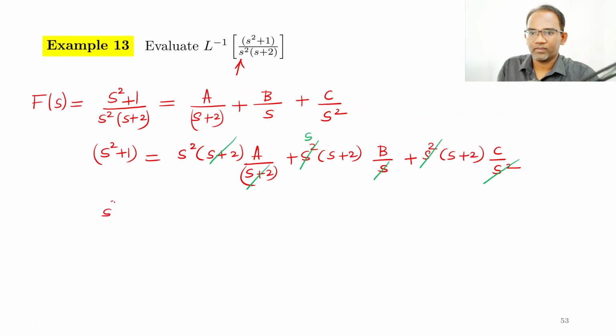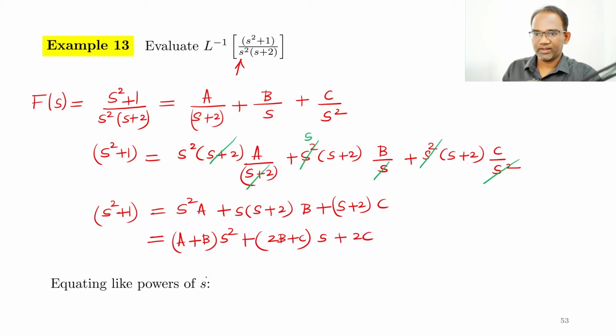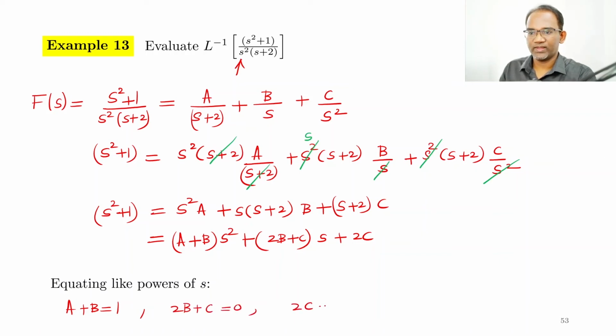To get s squared plus 1 equal to s squared A plus s(s plus 2)B plus (s plus 2)C. This is nothing but (A plus B)s squared plus (2B plus C)s plus 2C. When we equate the like powers of s, we will get A plus B equal to 1, then 2B plus C equal to 0, and then 2C equal to 1.